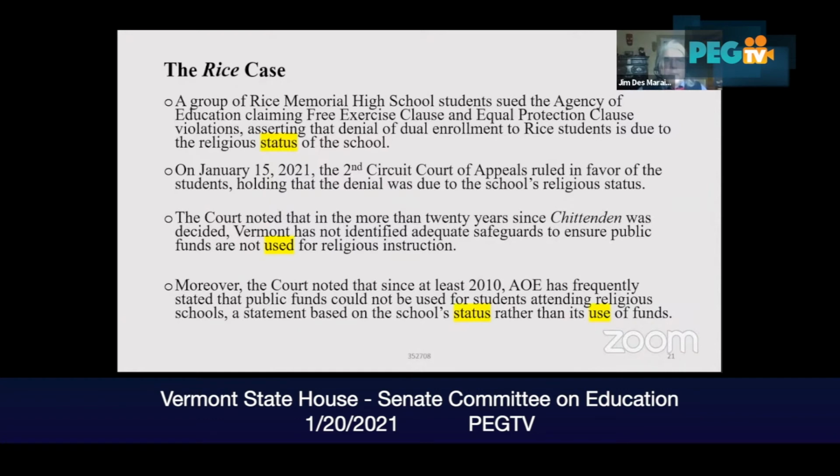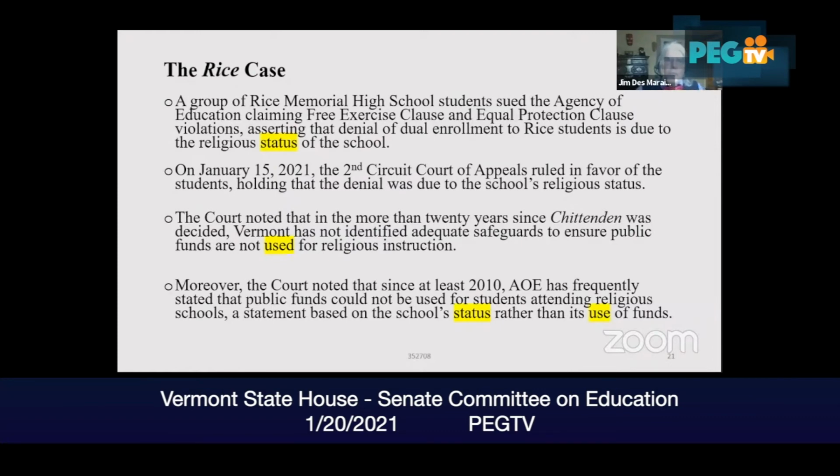Last week, on January 15, the Second Circuit Court of Appeals ruled in favor of the students, holding that the denial was due to the school's religious status. The court noted that in the more than 20 years since Chittenden was decided, Vermont has not identified adequate safeguards to ensure public funds are not used for religious instruction. And moreover, the court noted that since at least 2010, the Agency of Education has frequently stated that public funds could not be used for students attending religious schools, a statement based on the school's status rather than its use.